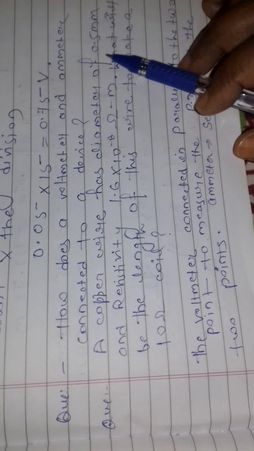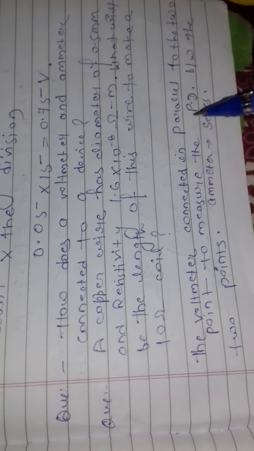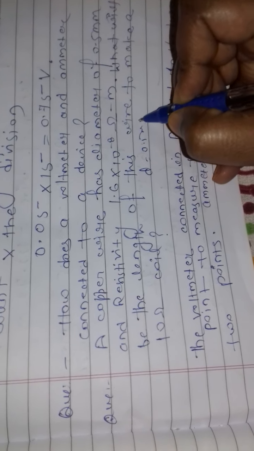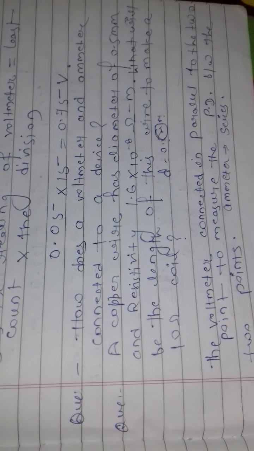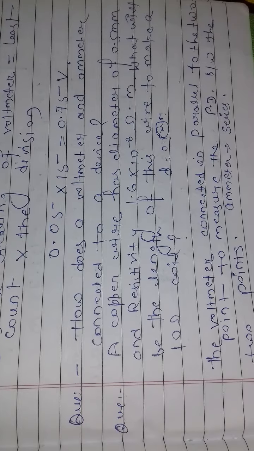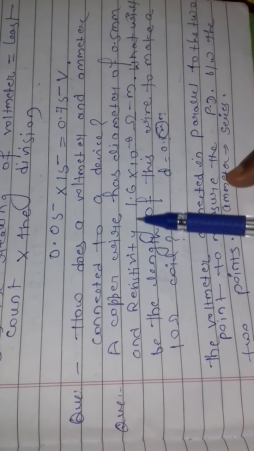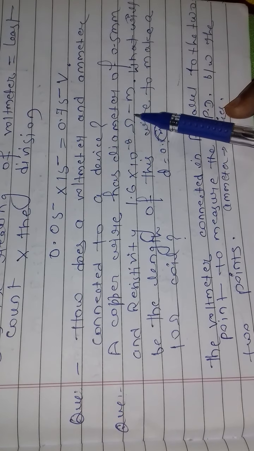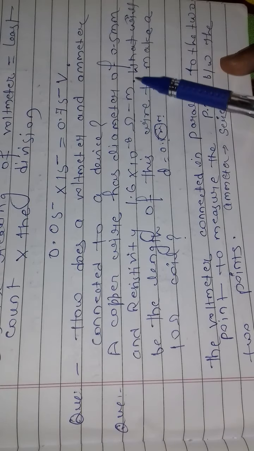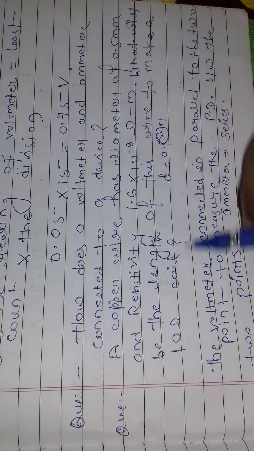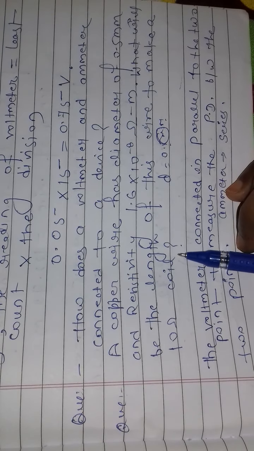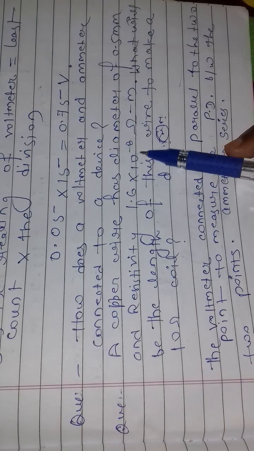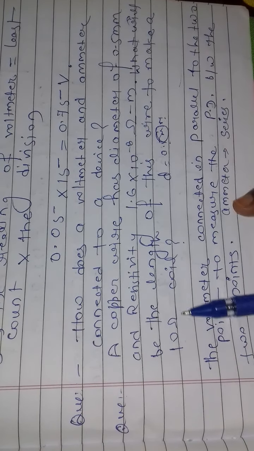A copper wire has a diameter of 0.05 mm. What is given? Diameter is given, 0.05 mm. Mm means millimeter. Millimeter is not the SI unit of length, so we have to convert millimeter into meter. Next is resistivity, 1.6 into 10 raised to power minus 8 ohm meter. Ohm meter is the unit of resistivity, the unit of rho. What will be the length of this wire to make a 10 ohm coil? Now see what is given. First, diameter is given, second, resistivity rho is given, and third, resistance is given.